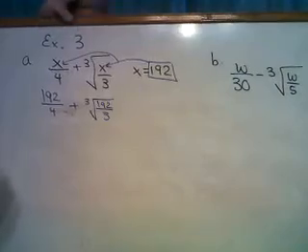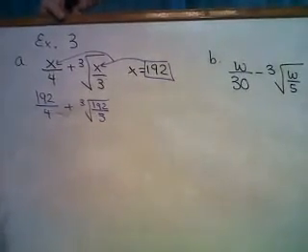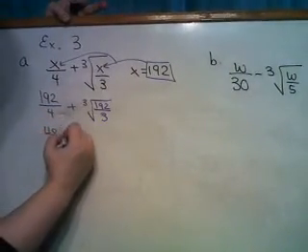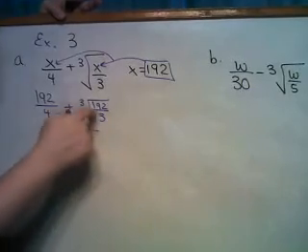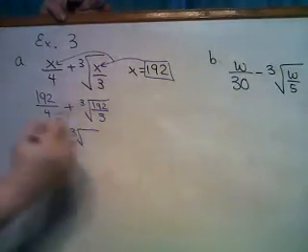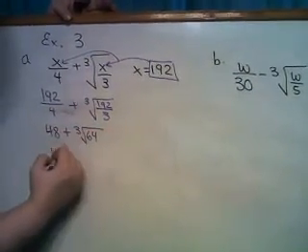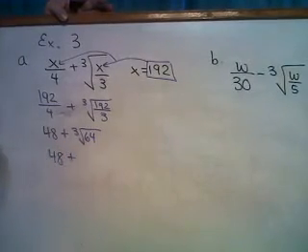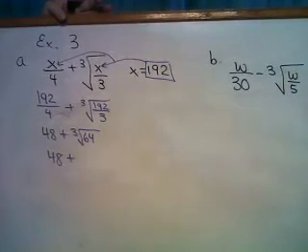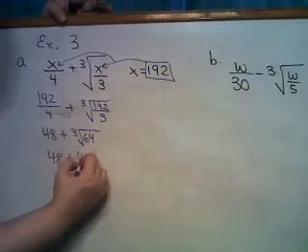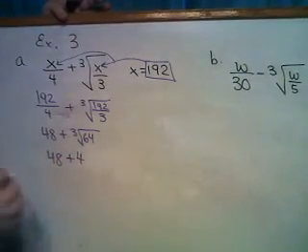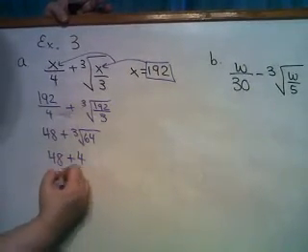Okay, so I can do 192 over 4. You have a calculator, hopefully, so that's 48 plus the third root. And if you divide the 192 by 3, you get 64. So I get 48 plus the cube root of 64, which is 4. 48 plus 4 is 52.